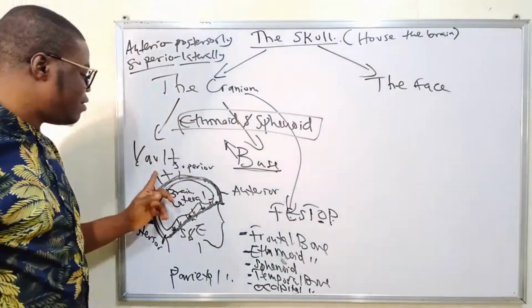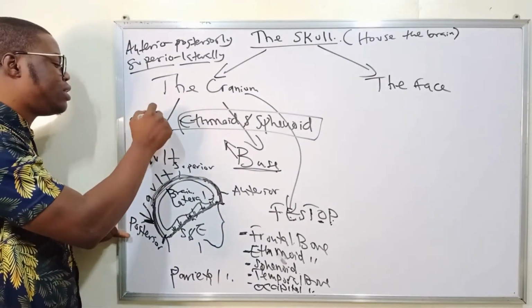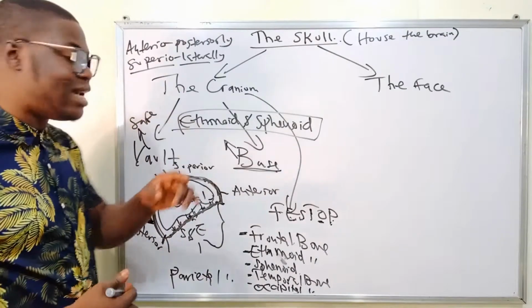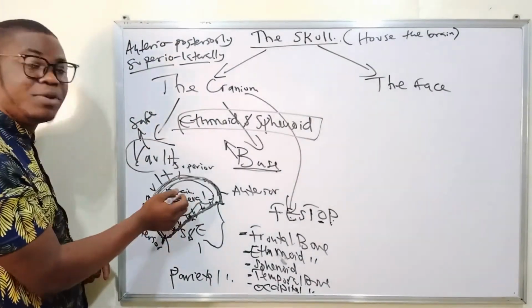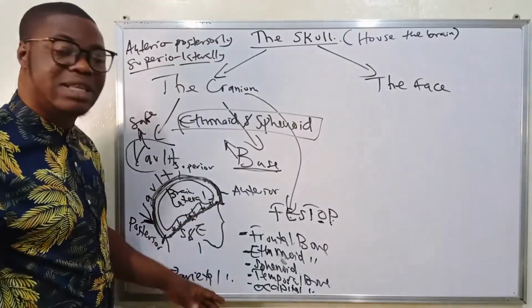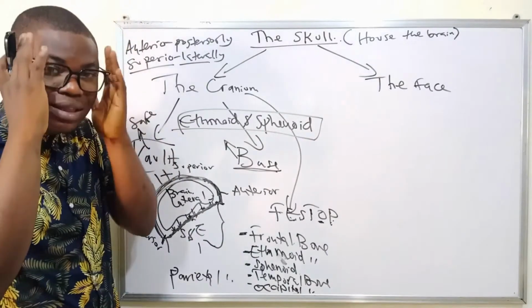And now after that, we said the cranium itself is divided into two. We have the vault. Vault actually means a safe. So using the English word, vault means a safe, where you keep something valuable. The valuable thing that this vault is housing is the brain. And we said the vault itself is made up of different types of bones, and it covers the brain anteriorly, posteriorly, and superolaterally.